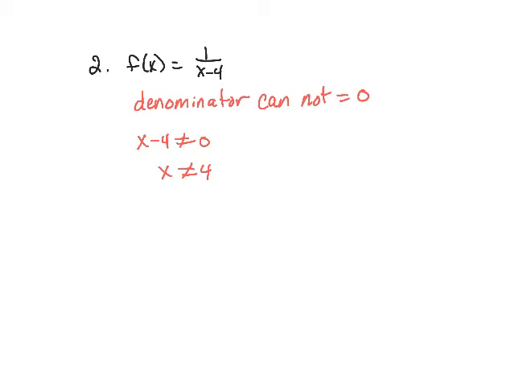So in set builder notation, you would say x such that x is not equal to 4. In interval notation, it would look like this: negative infinity up to 4 exclusive, 4 to infinity.